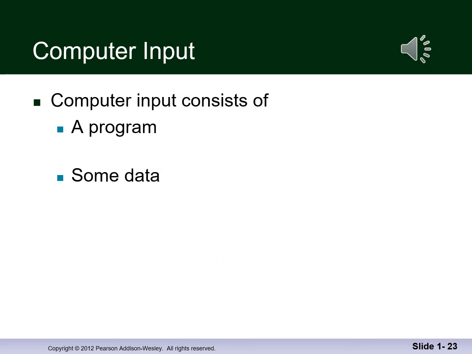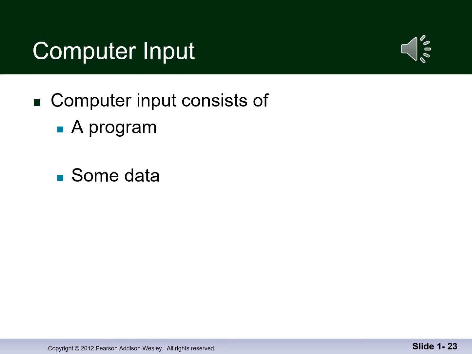Remember the information processing cycle: input, processing, and output. Input requires a program and some data. So it might be as simple as a program that allows you to input a series of numbers, 10 integer numbers. And then it outputs the average of those 10 numbers.